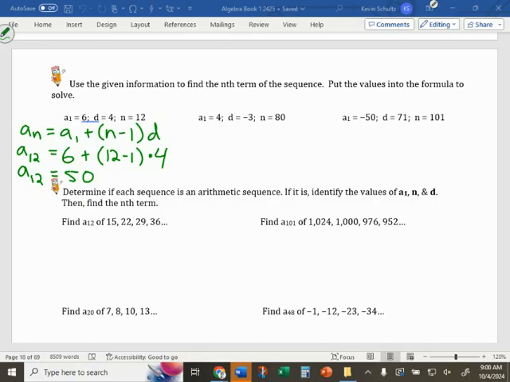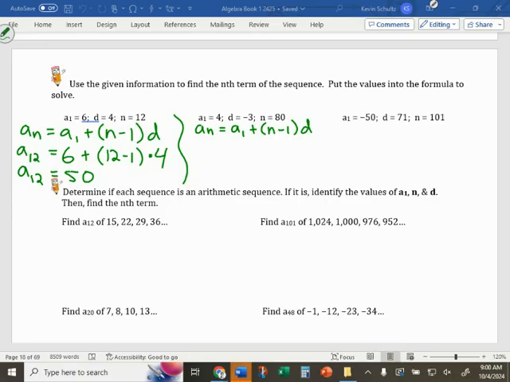Okay, next one. Again, with the formula, an equals a1 plus, in parentheses, n minus 1 times d. You need to at least write out the formula. For these first 3 especially.